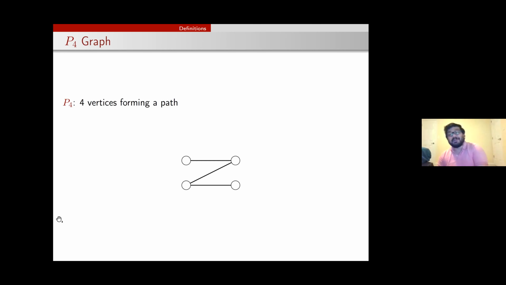So first, let me define what a P4 is. A P4 is a path of length 3 over 4 vertices. In particular, since we are restricting our discussions to bipartite graphs, we have a left partite set and a right partite set, and a path of length 3 looks like this.